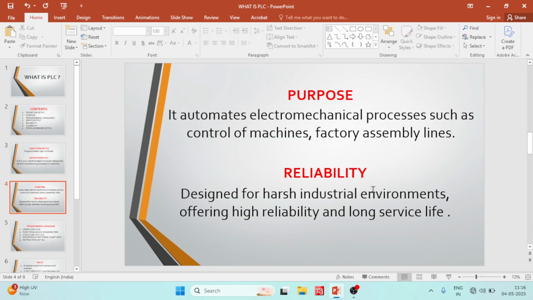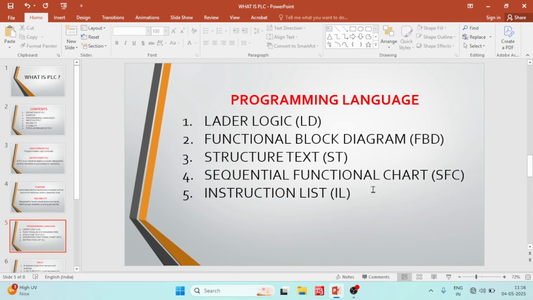So our next topic is reliability. Designed for harsh industrial environment, offering high reliability and long service life. In industry, temperature is very high and environment is very dusty. So PLC offers high reliability and long service life.